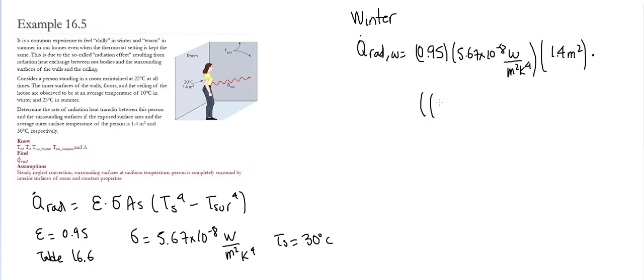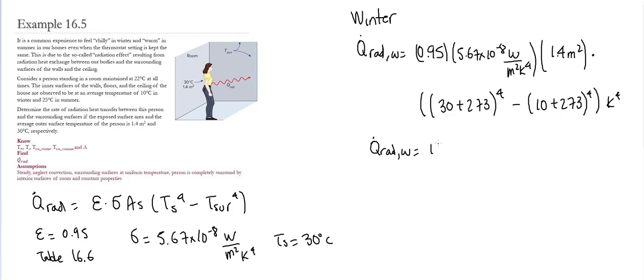So we have the first temperature, which is 30 Celsius, so 30 plus 273 to the fourth, minus T surrounding, which for the winter is equal to 10 Celsius plus 273, and this is to the fourth. The final unit of this is going to be K to the fourth for each one of them. Once we substitute the values in the calculator, we find that the heat rate for the winter is equal to 152 watts.